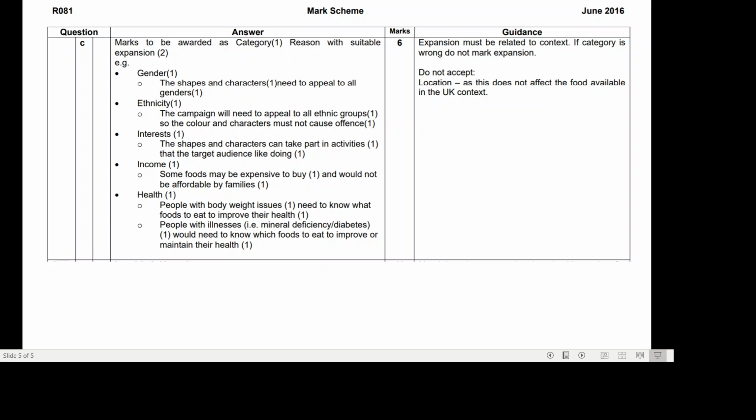You could have income, 1 mark. Some foods may be expensive to buy, 1 mark, and would not be affordable by families, 1 mark. You could have health, 1 mark. People with body weight issues, 1 mark, need to know what foods to eat to improve their health, 1 mark. People with illnesses, like mineral deficiency, diabetes, 1 mark, would need to know which food to eat to improve or maintain their health, 1 mark.